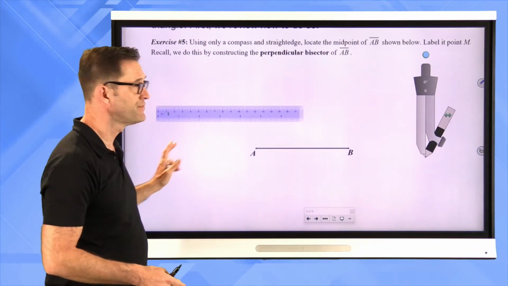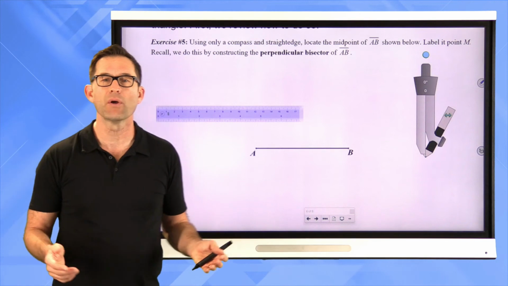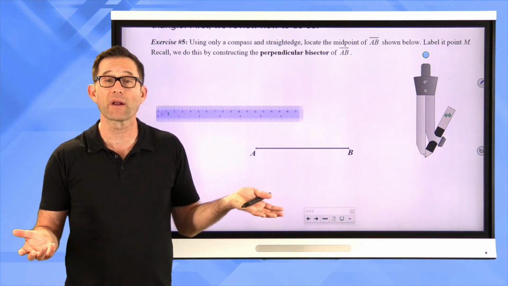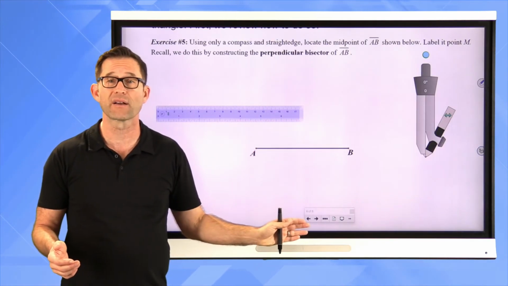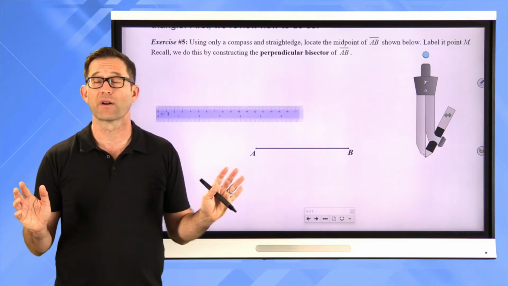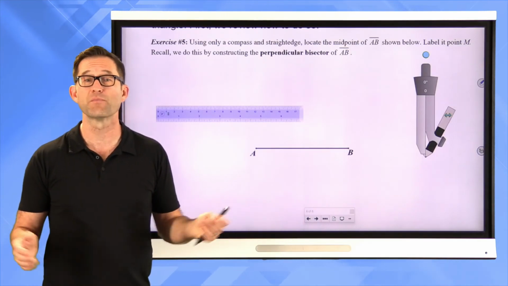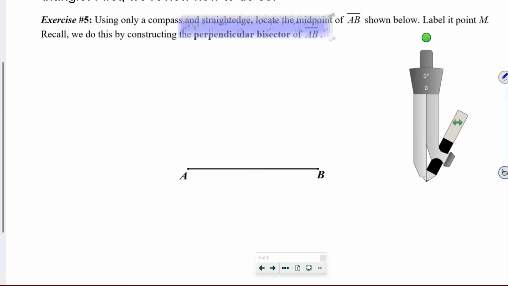Exercise number 5. Using only a compass and straight edge, locate the midpoint of segment AB shown below. Label it point M. Recall we do this by constructing the perpendicular bisector of AB. The only real legitimate way of constructing the midpoint of a line segment is to construct the perpendicular bisector, which clearly then goes through the midpoint. Now I know we've constructed a lot of perpendicular bisectors in this course, but let's review again how to do that. First, I'm going to move my ruler out of the way.